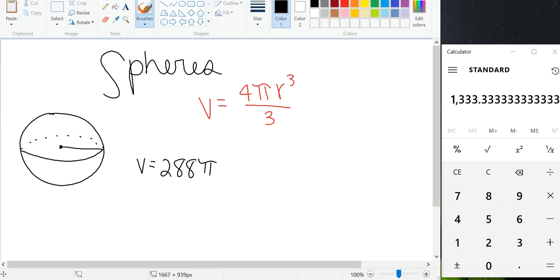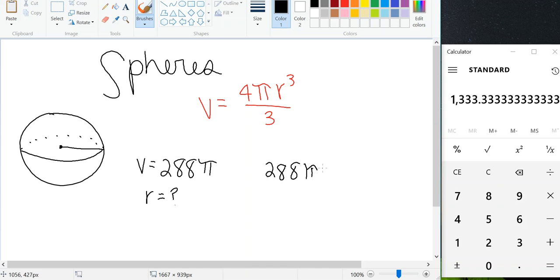Here is the last example we're going to do. I'm giving you a volume of 288 pi. Notice I'm giving it to you in terms of pi, but you'll see how that's helpful in just a sec. And then the question is going to be find the radius. So let's go ahead and plug that volume in.